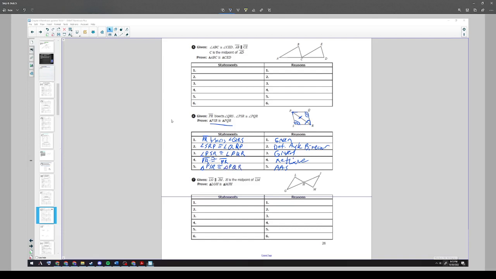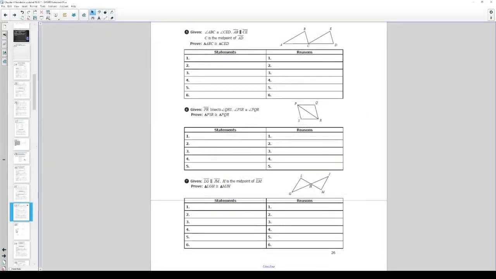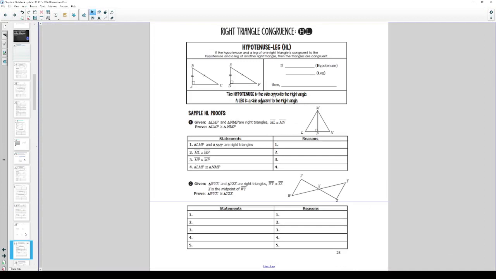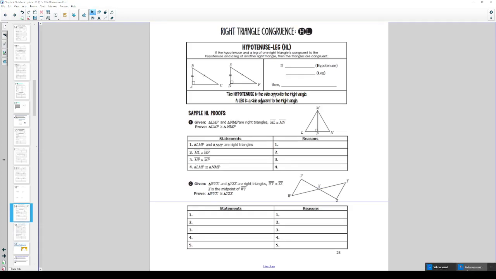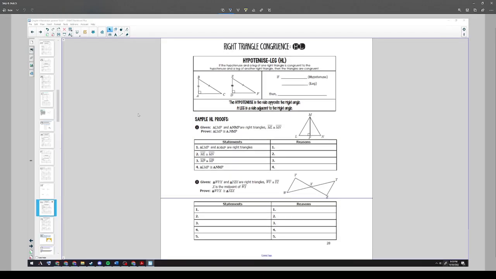So hopefully after the proofs we've done, these will feel super easy and fast and not too challenging. There's extra practice on all of this stuff. I guess we should do one HL, even though it's a weird case. So HL, that's our case where SSA is usable and has a different name of HL. So here we have triangle LMP and triangle NMP are right triangles. So we know those are 90 degrees, and we also know they share that side.